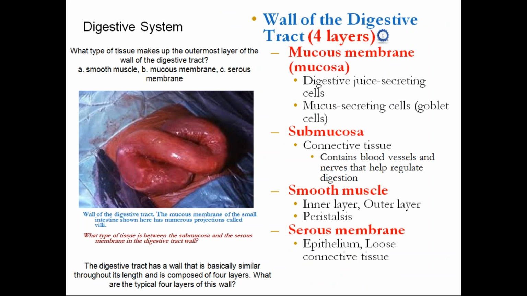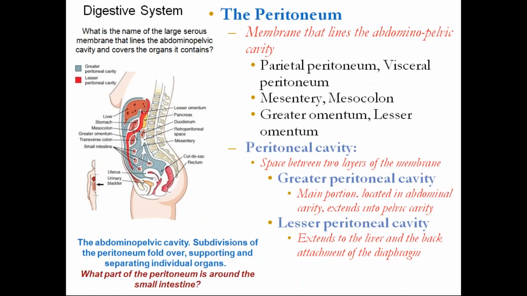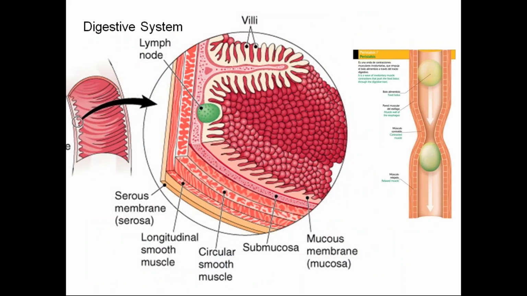We have 4 layers in the wall: mucosa, submucosa, smooth muscle, and serous membrane. Listen, please. Smooth muscle, peristalsis, is contraction, right? And what makes these smooth muscles contract is acetylcholine, the cholinergic effect, right? All right, so let's keep going. So we have the villi, which increase the surface of absorption of the nutrients.